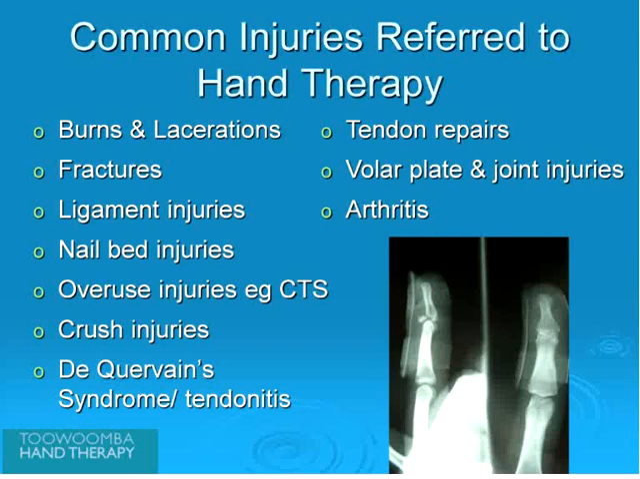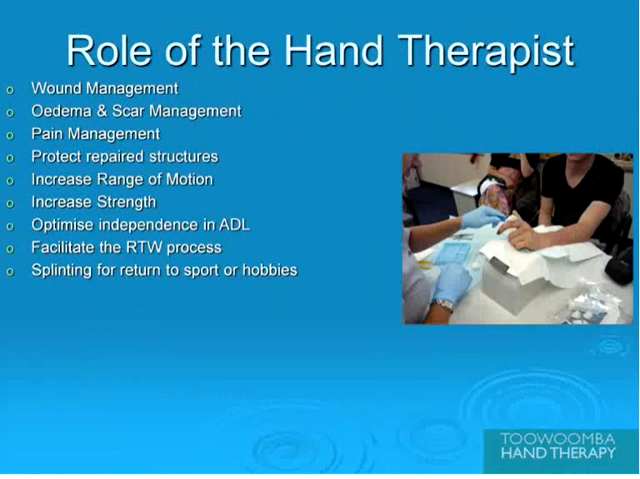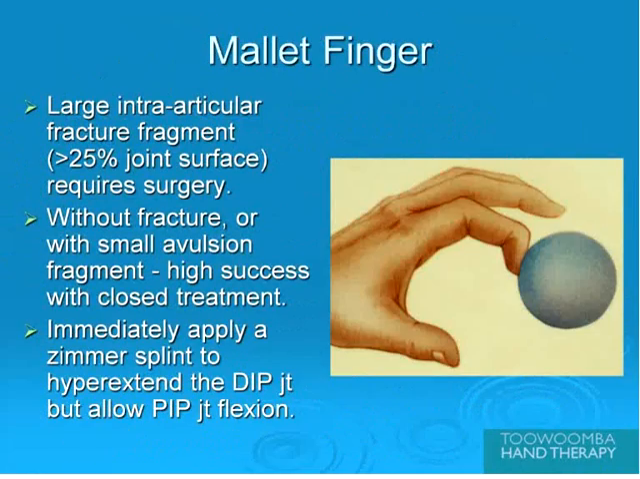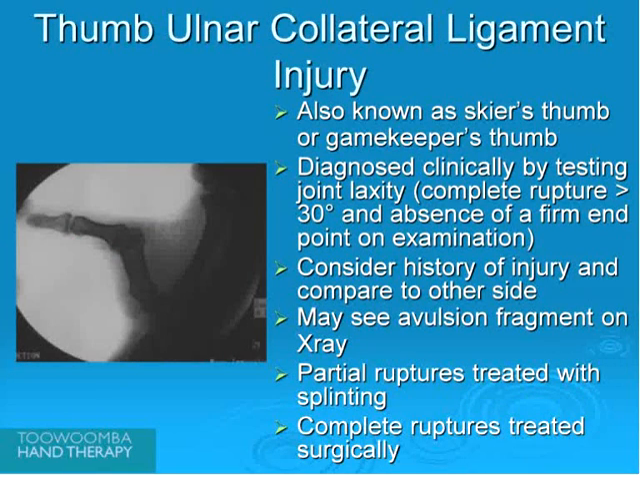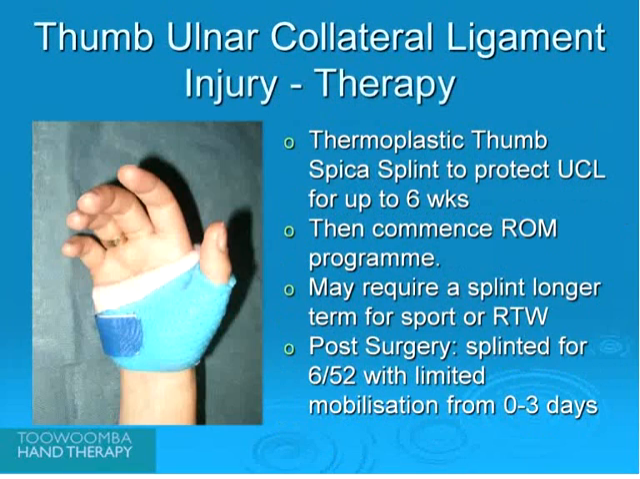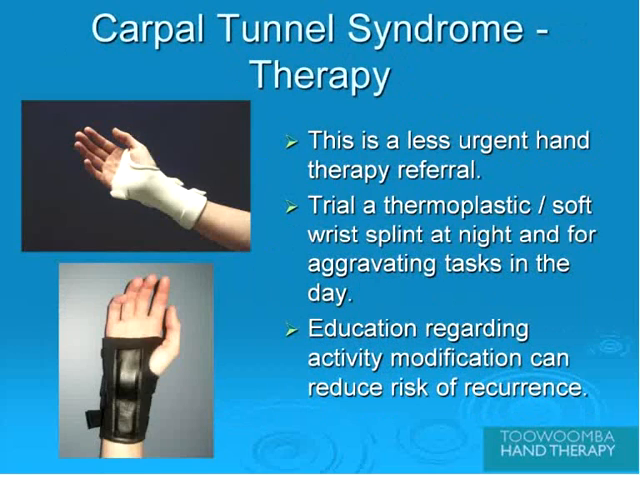Carpal tunnel isn't as urgent in terms of referral, and we have 2 options. We can give them a thermoplastic splint or a soft splint, and the idea is to hold their wrist in neutral. So if it's a mild to moderate case, then the splint can have a benefit, and we would trial it for 3 weeks. And if after 3 weeks of using the splint at night, and potentially for aggravating activities in the day, there's no improvement, then we don't feel that conservative management is going to do the trick, and they'll need further medical intervention.